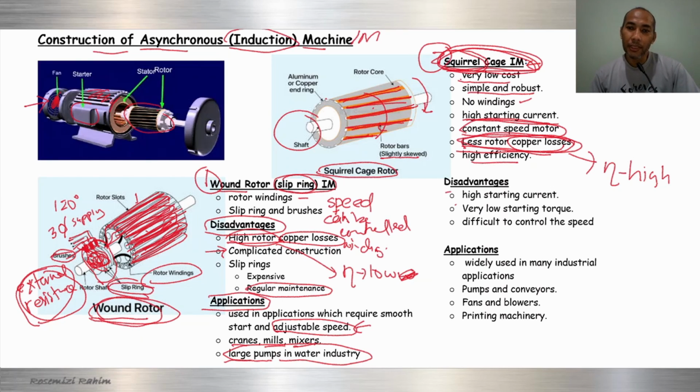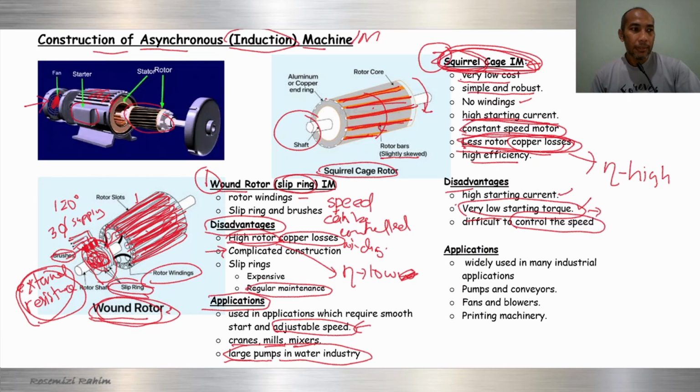Okay, the disadvantages are high starting current, very low starting torque, and difficulty controlling the speed, because they don't have their own induced current compared to wound rotor. Wound rotor we can control because they have their own induced current. So due to low starting torque, they are not suitable for applications that need high starting torque. However, there are a lot of applications for low starting torque.